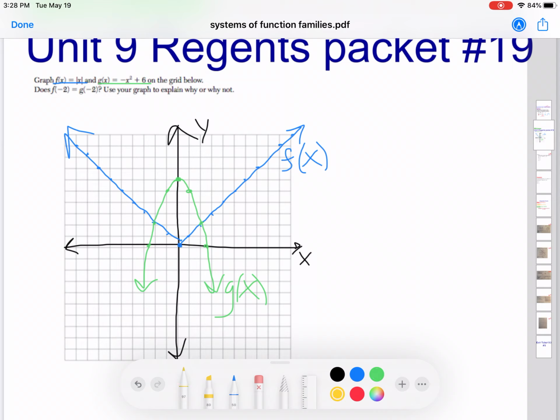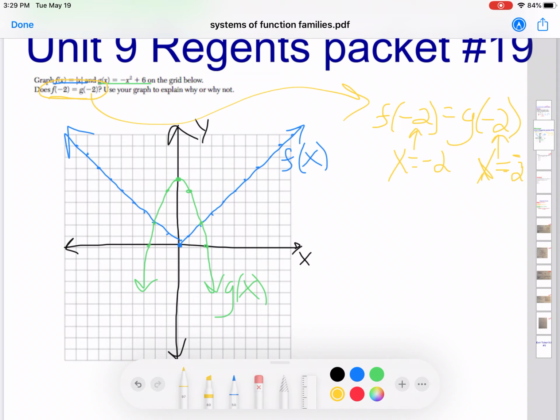Now let's get to the second part of the question here. It says, does f of negative 2 equal g of negative 2? We're going to answer this off to the side here. So let's think about what this means. We know that when we use our function notation, when we put a number inside of the parentheses, that represents an x value, right? Like our f of x. So they're basically asking us here that when x is equal to negative 2, are these two functions equal to each other? So let's take a look.